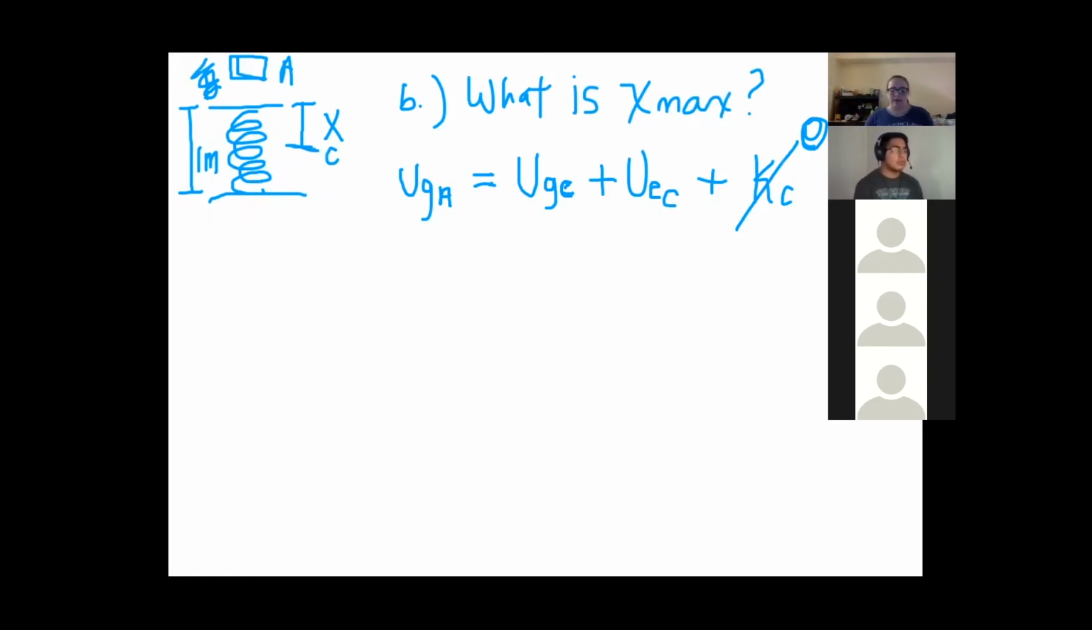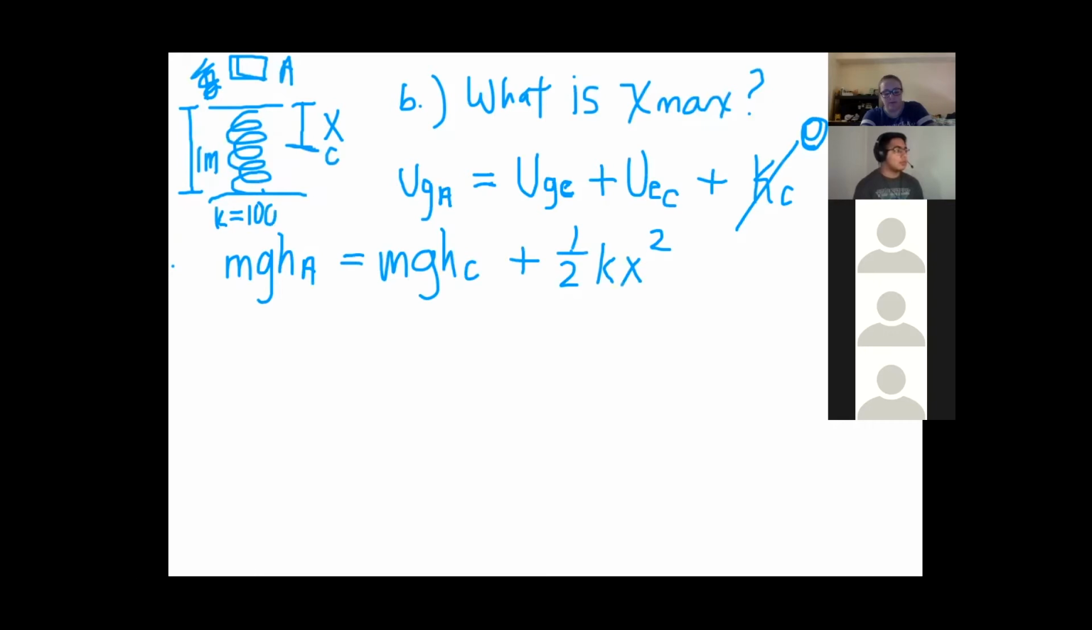So this is our equation. We have potential at A is equal to potential gravitational at C plus potential elastic at C. So again, I'm going to write this in terms of variables. So mgh at A is equal to mgh at C plus 1/2 kx squared. Do you see any problems with this equation, Bhavdeep? Any variables that I don't know? We don't have the spring constant. No, the K in this case. Oh, sorry, I should have written that down, but that is 1,000 Newton meters.